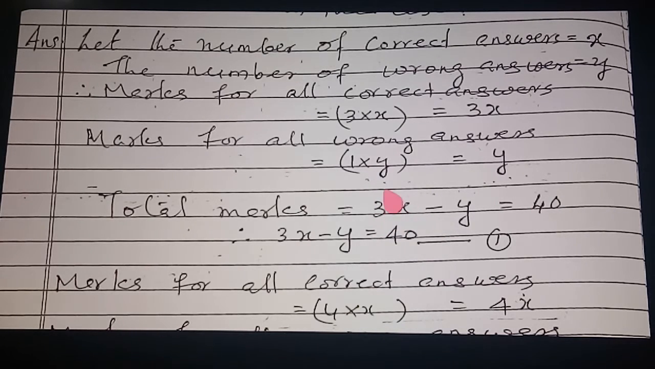For correct answers we get 3x, and this much mark is lost from the total marks of the correct answers. So total how much will come? 3x. This much mark was got for correct answers, 3x marks. From that how many marks will be deducted? Y marks will be deducted. Okay, total how many marks? 40. So 3x minus y is 40. That is equation number 1.